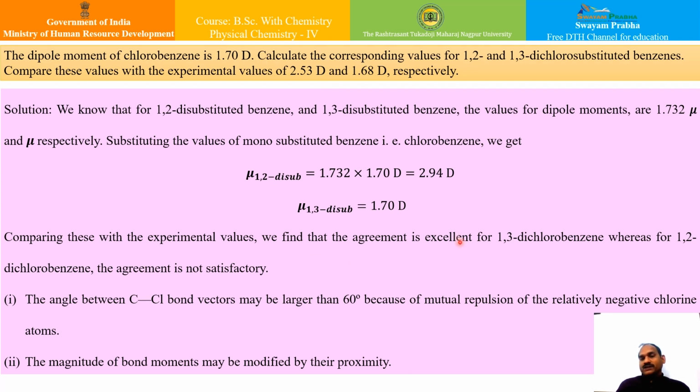Basically, this may be due to either or both of the following reasons which are mentioned over here. Now, what are these reasons? The angle between carbon chlorine bond vectors may be larger than 60 degrees sometimes, because of the mutual repulsion of the relatively negative chlorine atoms. That may be one reason. And the other reason is the magnitude of bond moments may be modified by their proximity. So these can be the reasons for not matching the experimental and calculated values of the dipole moment of 1,2-dichloro substituted benzene.